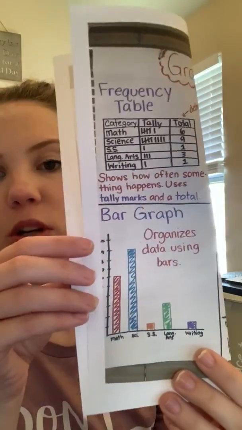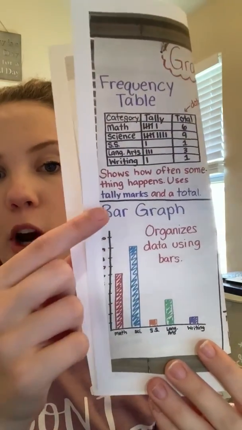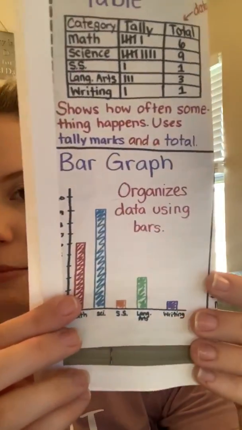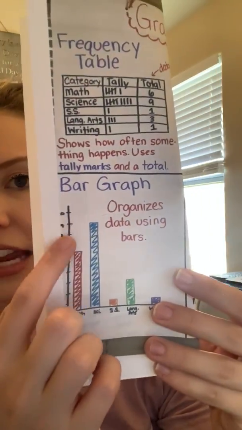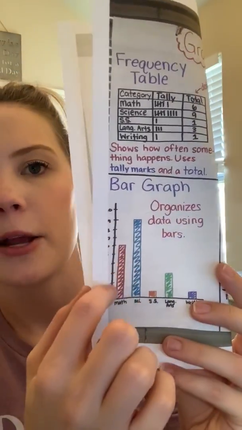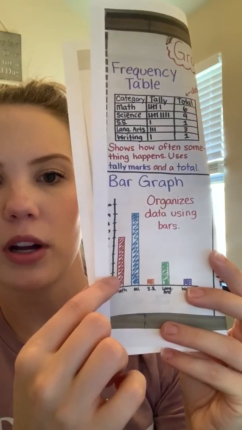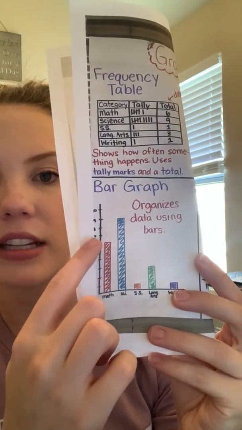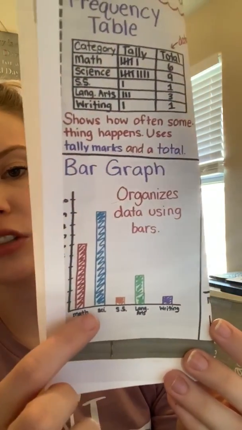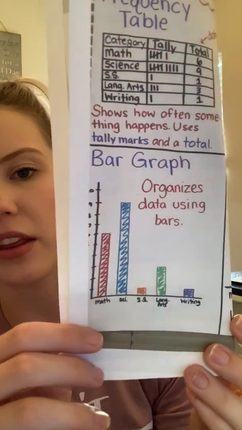The next one that you've done before is a bar graph, and my numbers on the side kind of got cut off a little bit, but a bar graph organizes data using bars. So here I have my same data. My scale is 1. So I had 1, 2, 3, 4, 5, 6, 7, 8, 9, and 10. And the way you make a bar graph is you just fill the bar all the way up to the number that you collected your data with.